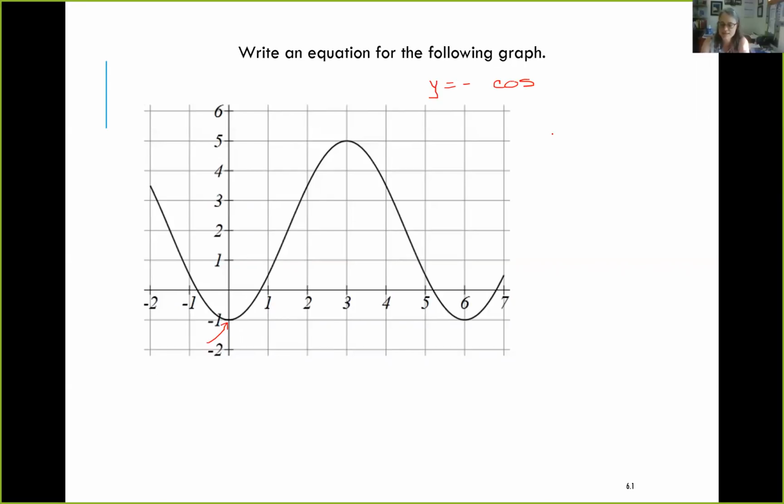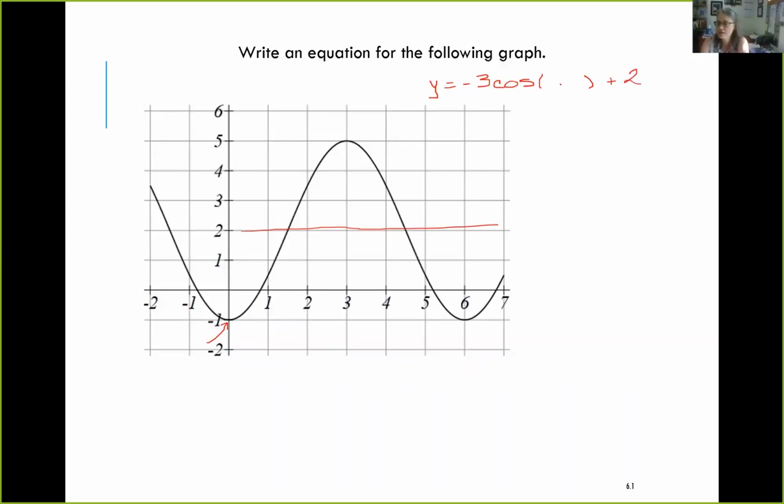Now, what negative cosine is it going to be? Well, I've got an amplitude of 3. I go from -1 to 5, so it's going to be a -3 cosine of something times x plus something else. Where is my midline? My midline's at y equals 2, because my peaks are 3 units above that and 3 units below that, so that means I add 2.